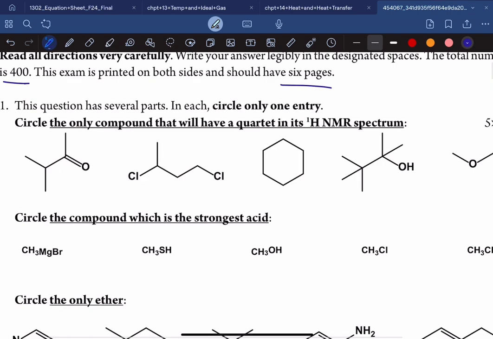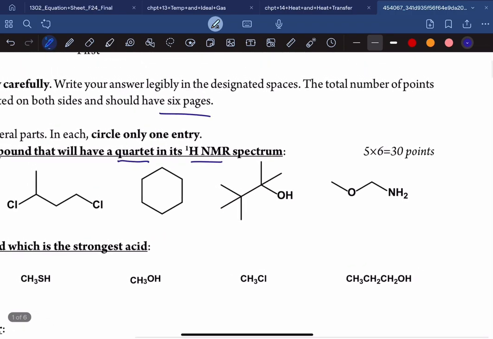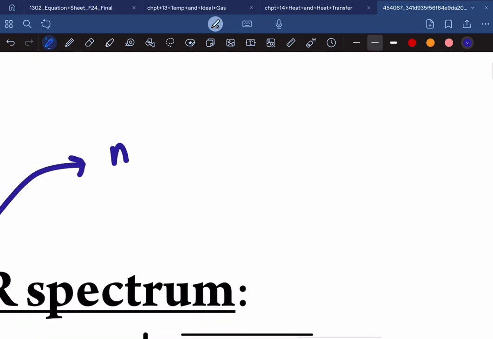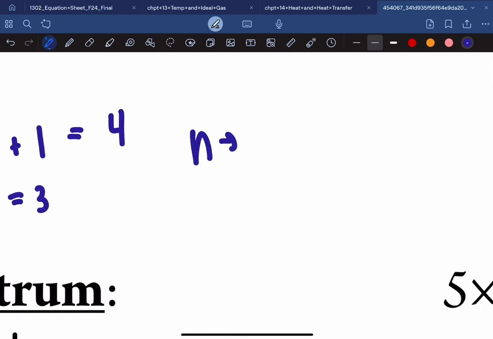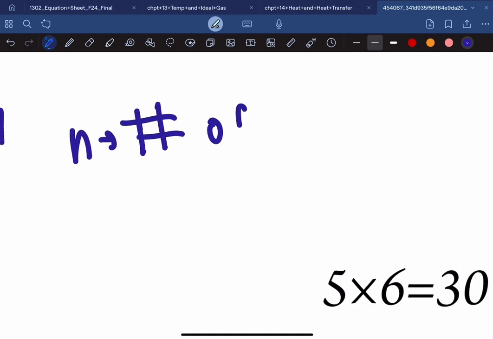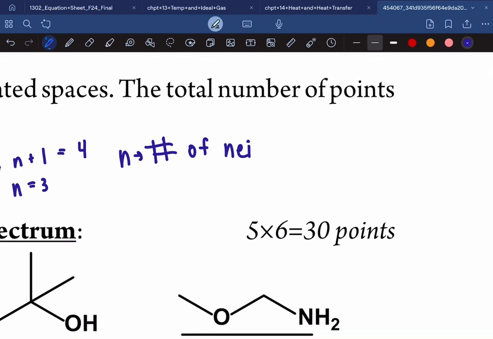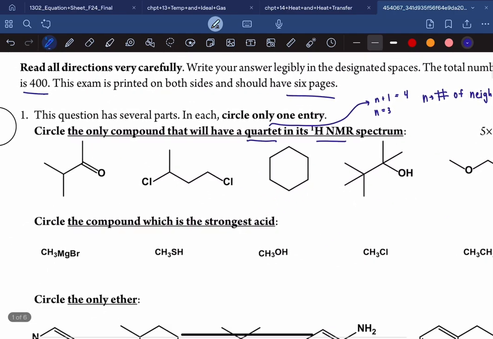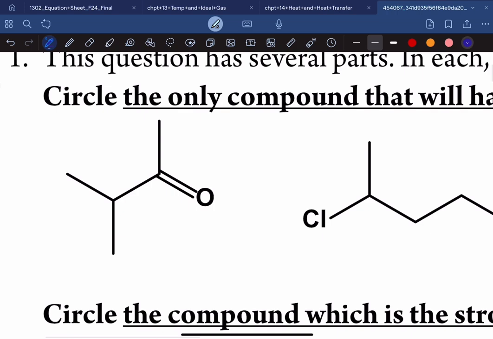So the first question says circle the only compound that will have a quartet in the HNMR. So the first thing you got to know is what is a quartet, right? So let's write this in. Quartet means n plus 1 equals 4, so n equals 3. And what is n? N is the number of neighbor hydrogens. Okay? So all you got to do is look through these and find the one that has a quartet. So we'll just start left to right, okay? This is kind of a time-consuming problem, but just take it slow, okay?